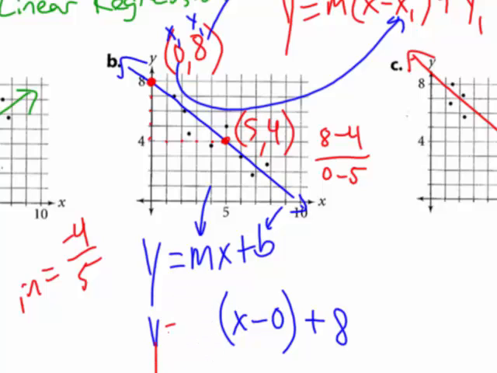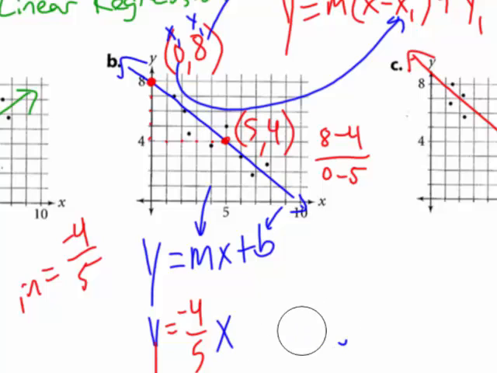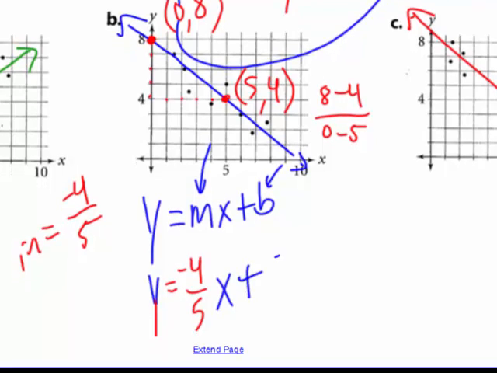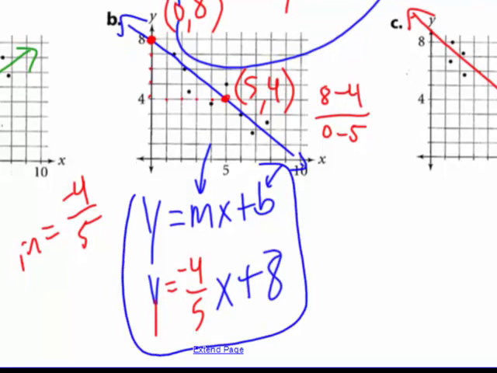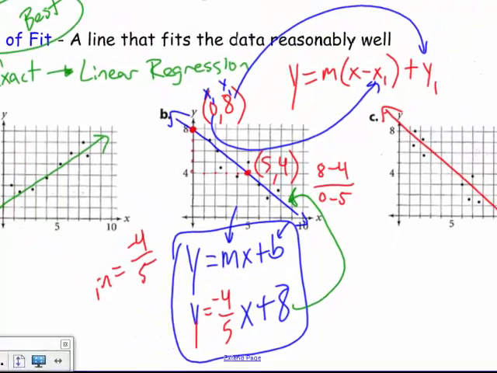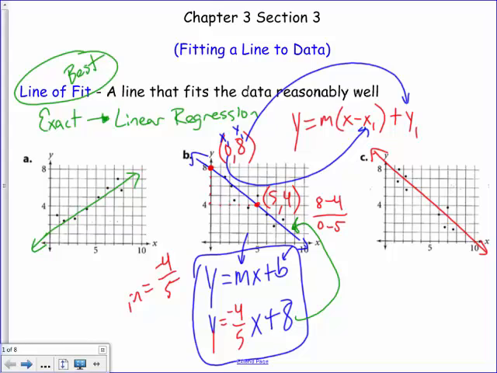So y equals negative 4/5. And what is x minus 0? That's just x, correct? So I can just replace that with x. And there's my equation: y equals negative 4/5 x plus 8. I just wrote it in slope-intercept form. So what I did was write an equation of a line for my line of fit, and that's important. We need to know how to do that.